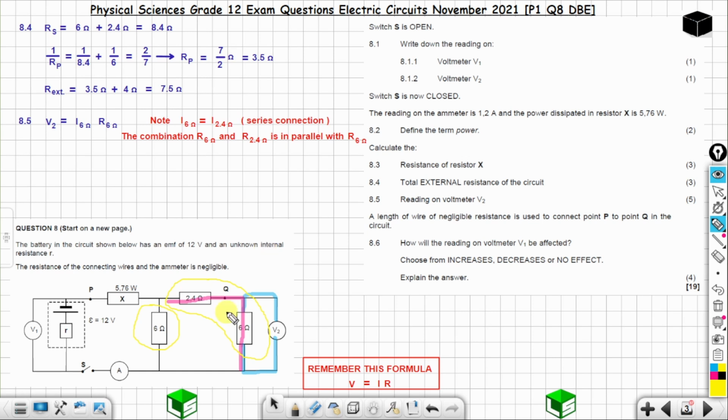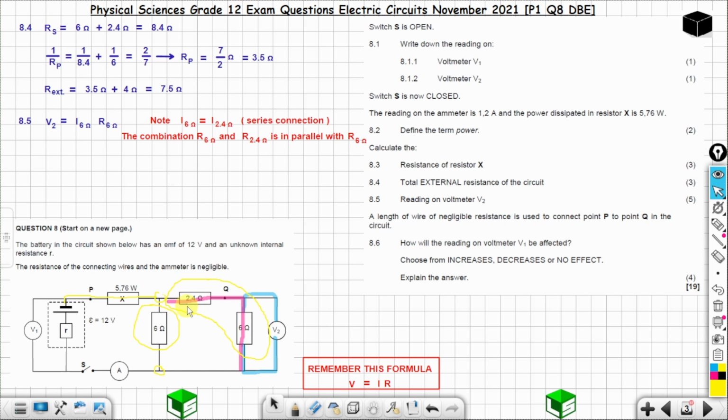So you have to see that the current is dividing at this node and then joining at this node back to the battery. So a total of 1.2 amperes will come and then divide and then join back to the battery. So we have to find the current through this combination, through the 8.4. You have the same current on this branch.